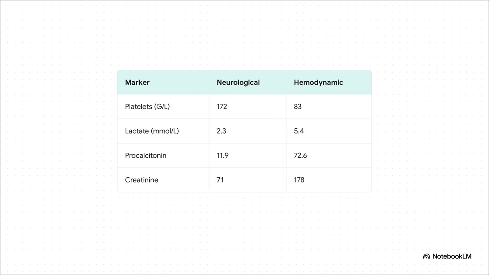And if the clinical picture wasn't clear enough, the lab work just screams it. Look at these numbers, all with p-values that are incredibly significant. The hemodynamic group had their platelets wiped out, they were in profound shock with a lactate of 5.4, their inflammatory markers were through the roof, and they were already in significant kidney failure. We're not talking about subtle little differences here. These labs showed two completely different things happening inside the body.